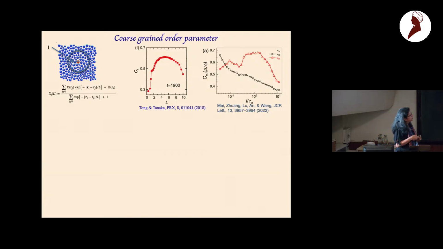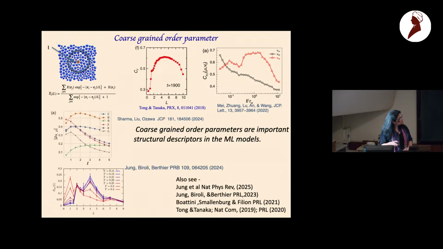And here there's a work by Tong and Tanaka, who have shown that the correlation between the structure and dynamics grows for his order parameter if he does such kind of coarse graining. Here there is a work by Zhengang Wang, which is published in JCP, that the local volume and the dynamics correlate poorly at longer time, but the moment they do a coarse graining of the local volume, it starts correlating better with the dynamics. These kinds of coarse grained order parameters, using them as structural descriptors, has become quite common in machine learning studies.